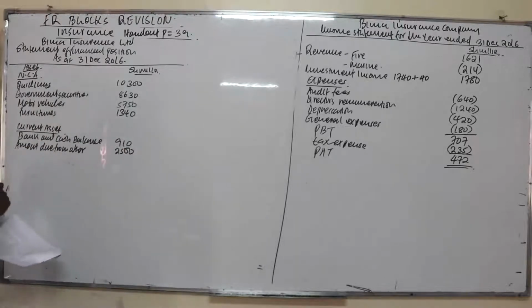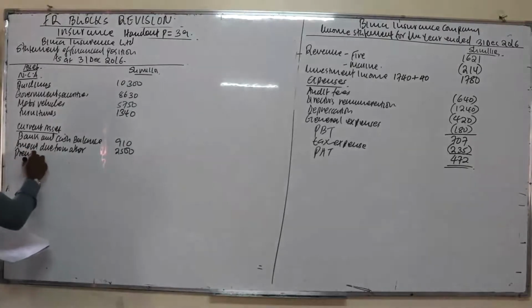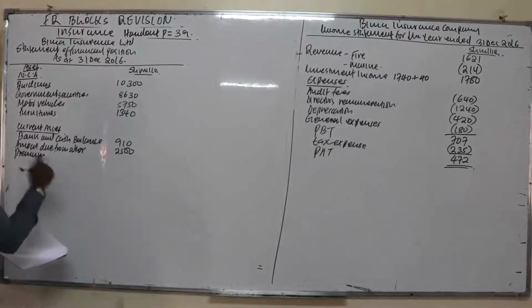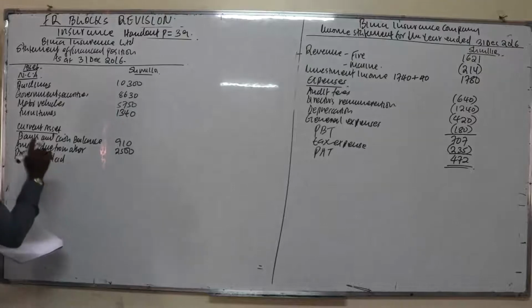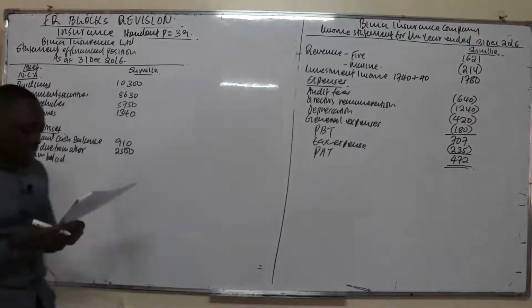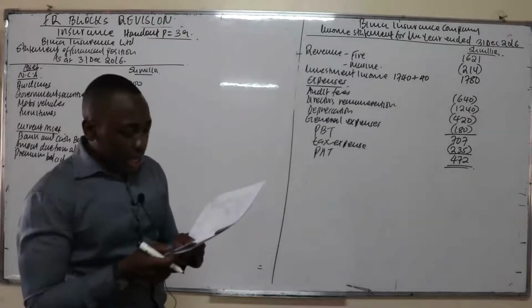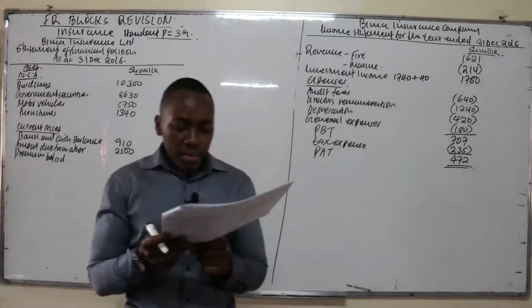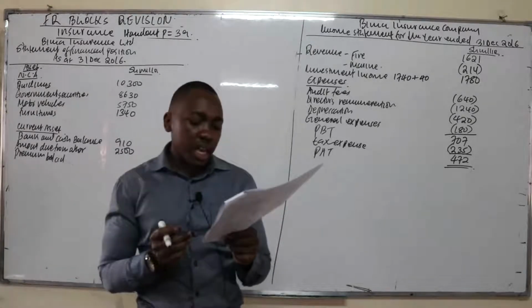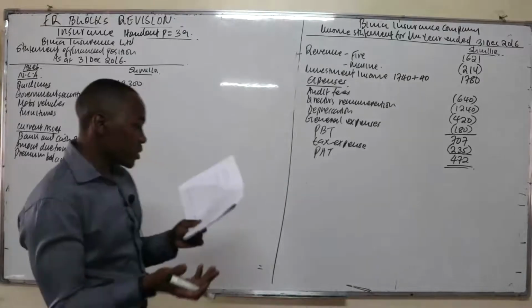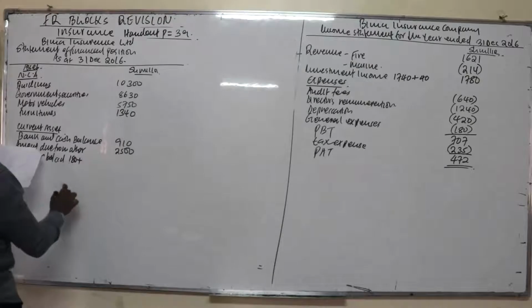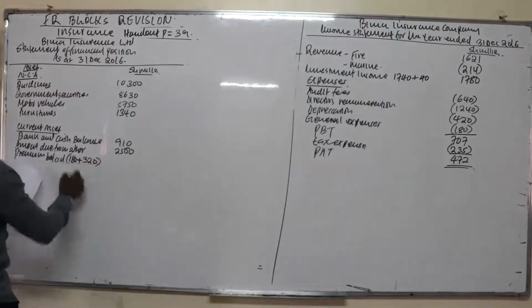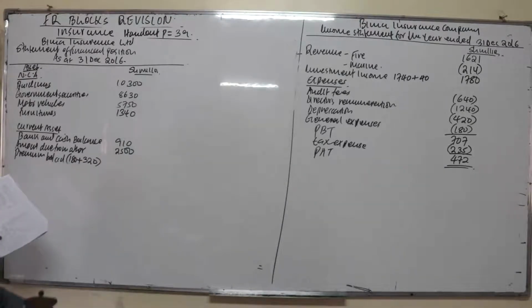Then, still under current assets, we have another income. Remember, premium we said is an income, but we have premium we have not yet received by the end of the year. So premiums receivable, you take the balance carried down. Let's go to note number 3. You are told that the premium for the year ended 1st December 2016, not yet received, was as follows. So that becomes amount receivable. You take 180 plus 320, and that's 500.